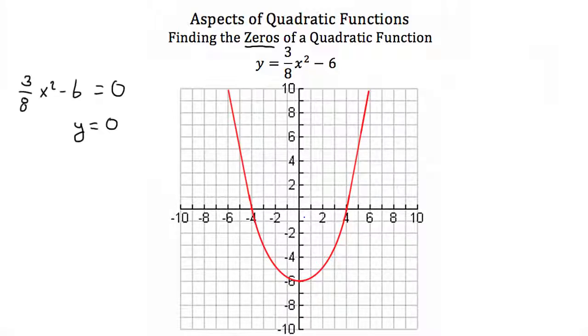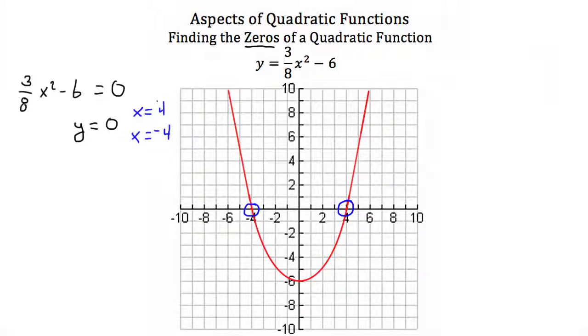Well, y is equal to 0 whenever you're on the x-axis. All the points on the x-axis have a y-coordinate of 0. So if we want to know when this function has a y-coordinate of 0, we're going to look for the x-intercepts. In this case, x is equal to -4 and x is equal to +4. These x-coordinates should give us y-coordinates of 0. So x is equal to 4 and x is equal to -4 would be the zeros of our quadratic function.